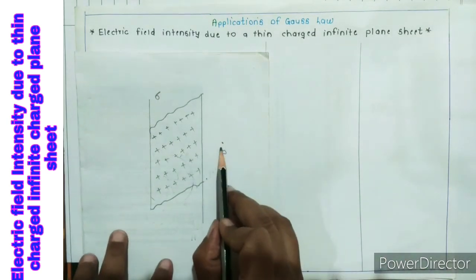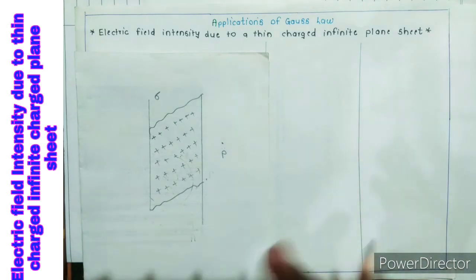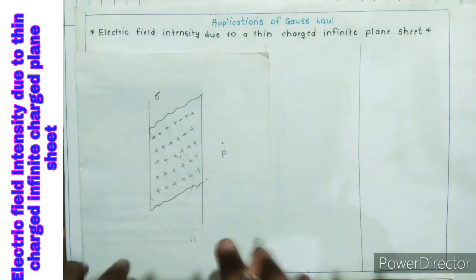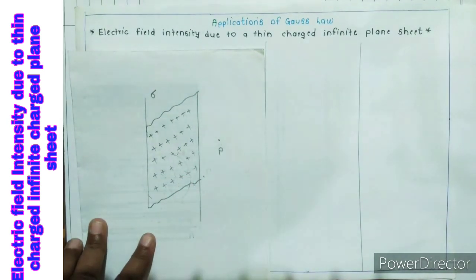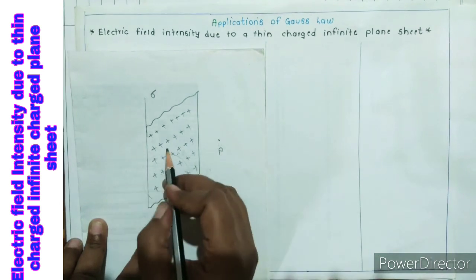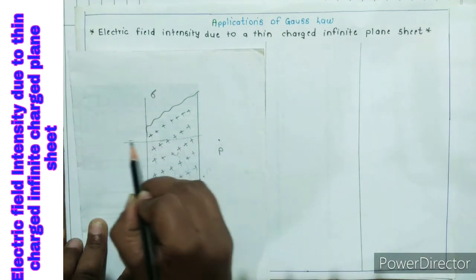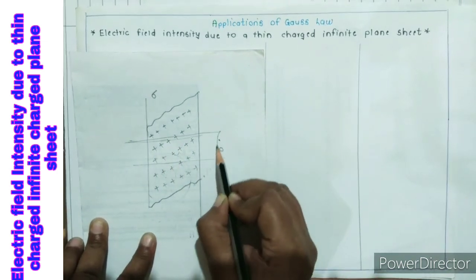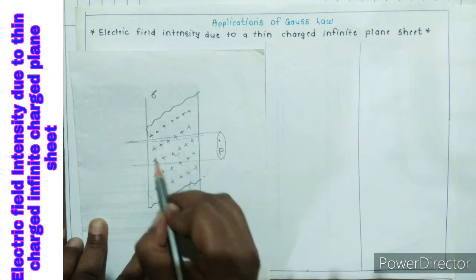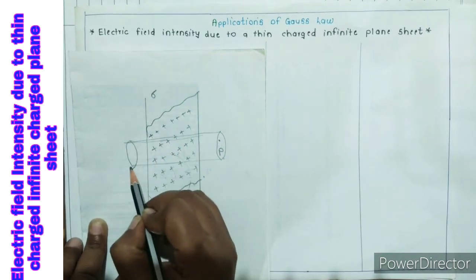I want to find out the electric field intensity at point P. So think about the Gaussian surface. Gaussian surface is a surface in which charge should be enclosed, so I can apply the Gauss law. So here if I draw a cylindrical shape like this, cylinder like this, and this charge is enclosed in that cylinder, right?